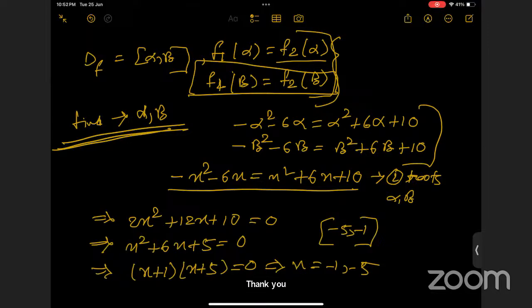Ma'am, here this minus 5 and minus 1 is the value of range? But in the options, they have given domain also. No, see, alpha, beta, let me check it again. Question number 18, right? See, alpha, beta is the domain of f. This is not range, this is domain. We got the values of alpha and beta, so the domain will be minus 5 to minus 1. The fourth option will be correct. Okay.